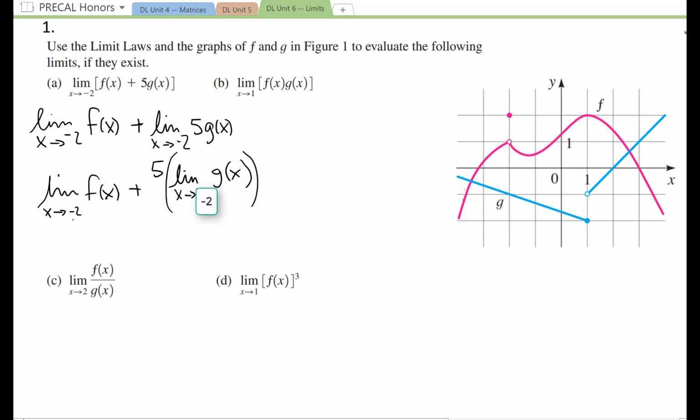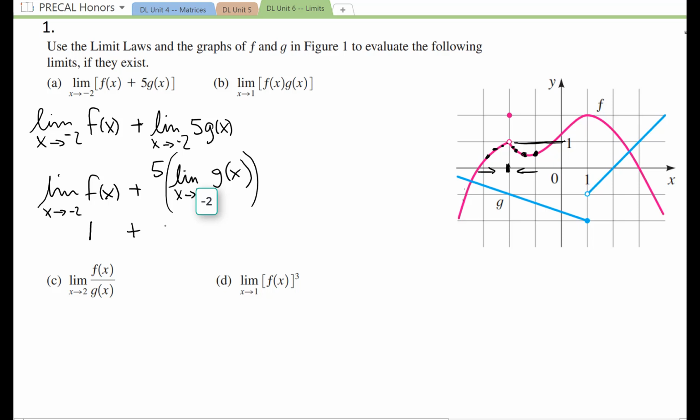The limit of f of x as x approaches -2, so f is the pink one, and as you're approaching -2, which is right here, you see -1 is at about 1/2. You're decreasing back to increasing. From the right, it appears to be approaching the f of x value of 1. And also from the left, it is approaching 1. So the limit as x approaches -2 of f of x is going to be 1.